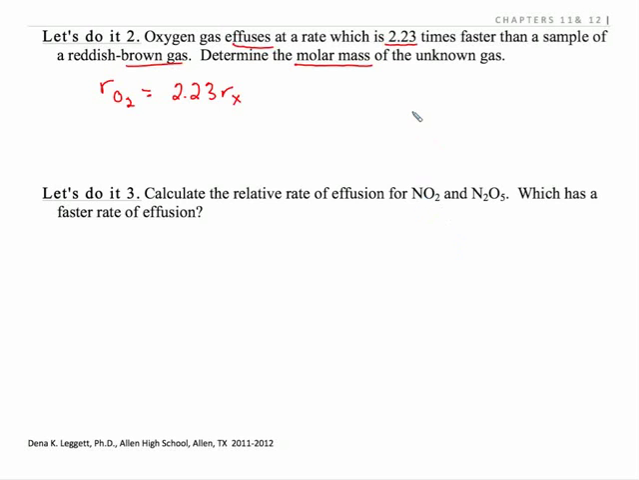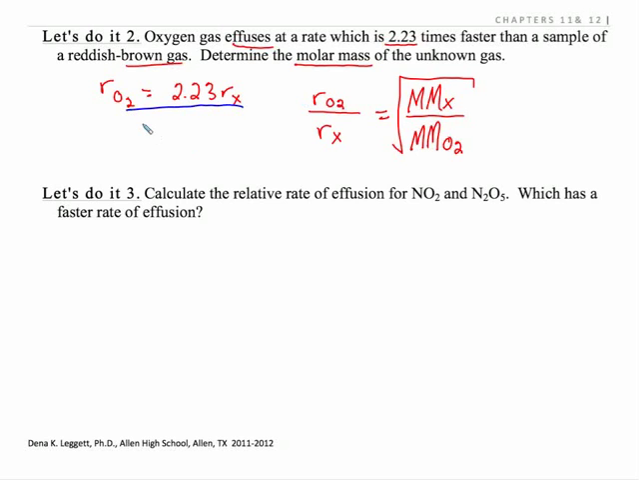Well, when I build this, I like to put my unknown in the numerator. So I'm going to put my molar mass of gas X on top. That means my molar mass of oxygen is in the denominator. Add that square root. Now remember, rates are inversely proportional. So that means the rate of O2 will be on top and the rate of X will be in the denominator. Now, what I'm going to do is substitute in here. In place of the rate of O2, I'm going to put that equality in there. So I'm going to put 2.23 rate of my unknown X over rate of X is equal to the square root of my molar mass.